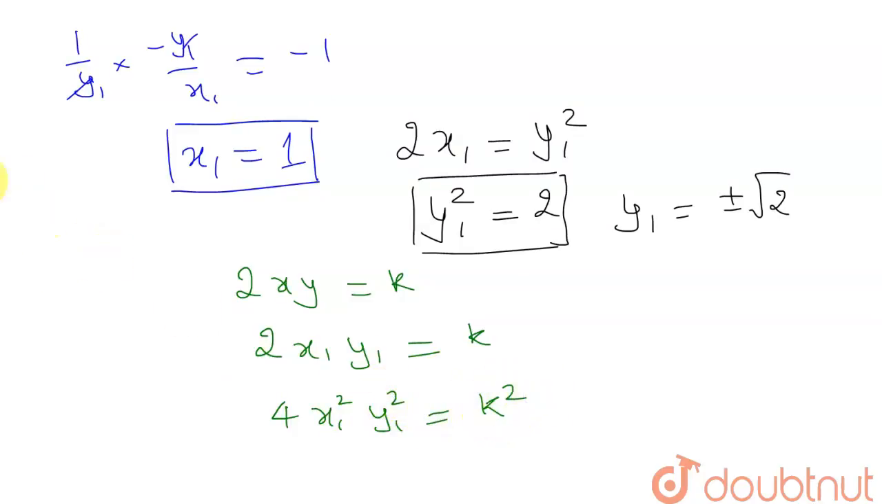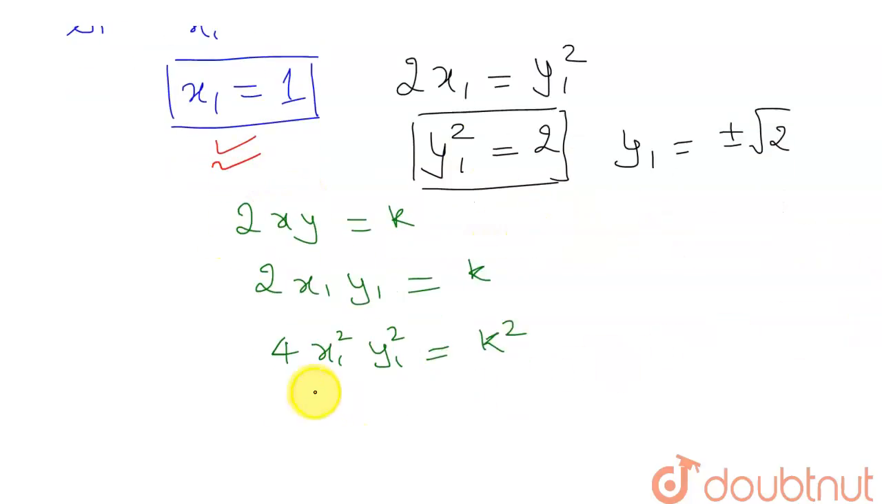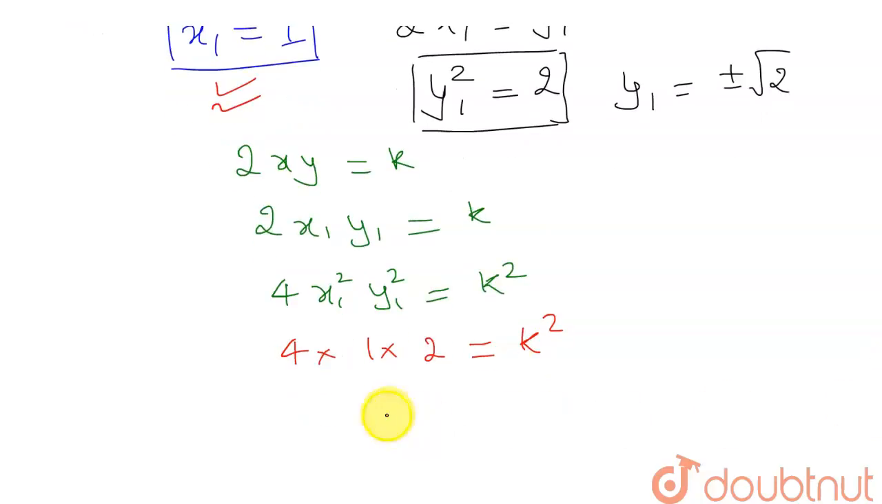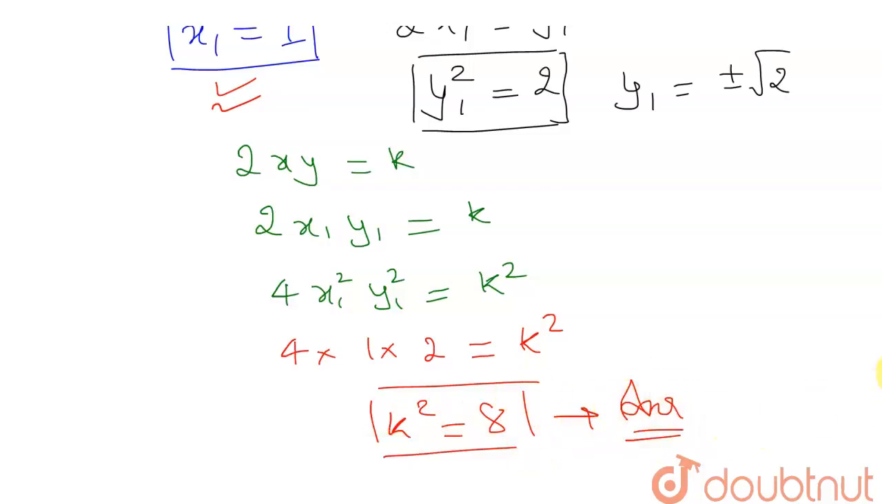Now see, x1 we have found to be 1 and y1² we have found to be 2. Let me substitute here. So this gives me 4 × 1 × 2 = k², that is k² = 8. This will be the required condition for these two curves to intersect orthogonally. Hope you understand the solution.